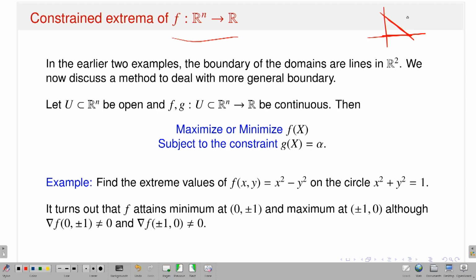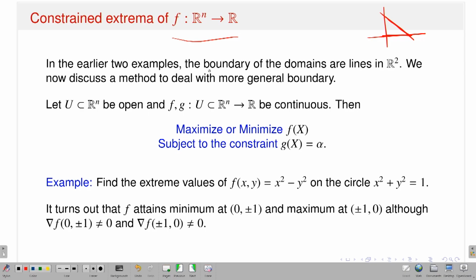Suppose I have a function from Rn to R with some constraint that g of x is equal to alpha. It will give you some surface, right? So now the question is how to handle those constrained maximum problems. You have already seen very simple constrained extremum problems. Now I want to deal with a more general setting.